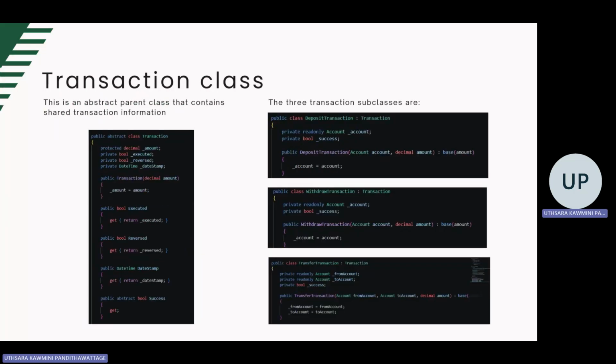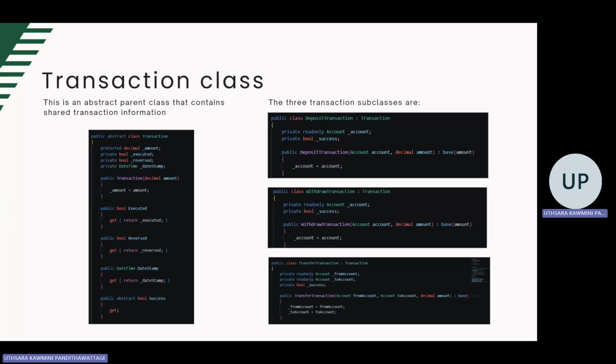And the next important class is the Transaction class. This is an abstract parent class, meaning it provides a general structure for all transactions, but it is not used directly to create objects. In my program, it contains shared transaction information such as amount, executed, and reversed, and it also has common methods like Execute and Rollback. The child classes then provide their own implementation of these methods.